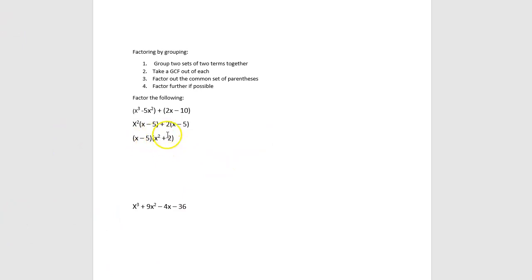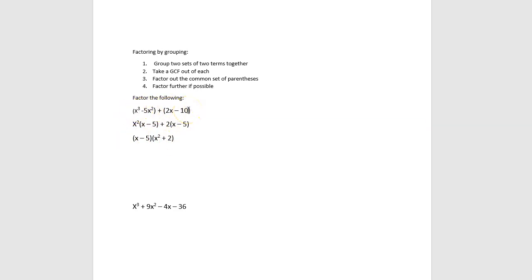Now, we always check, especially if we have an x squared, to see if we can factor further. But remember that we looked at two-term factoring, and those were differences of squares. And this is not a difference. This has a plus sign. So x squared plus 2 cannot be factored further. This is done. If we were to multiply this back out using our FOIL method, we would get back what we started with.